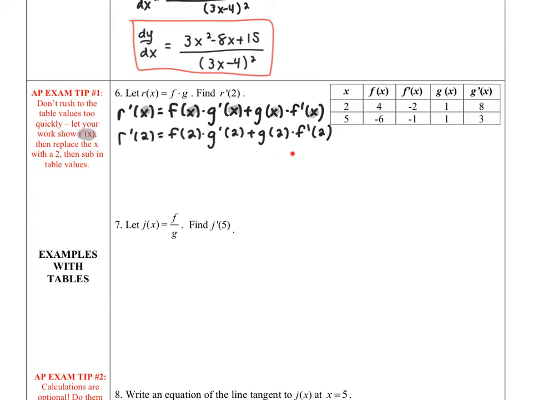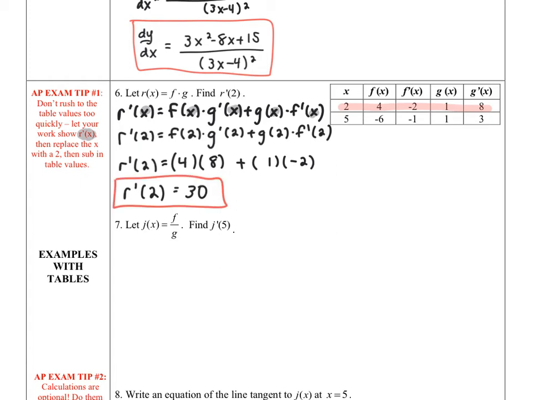So now I'm just at a point where I'm going to pull my table values, and these are all evaluated at 2. So I'm going to make sure that I am looking at this 2 row to get my values. And this is my answer here. And it would be perfectly okay to present your answer like this. Nobody's going to require you to do calculations, but it's just 32 minus 2. So my r prime of 2 value is 30.